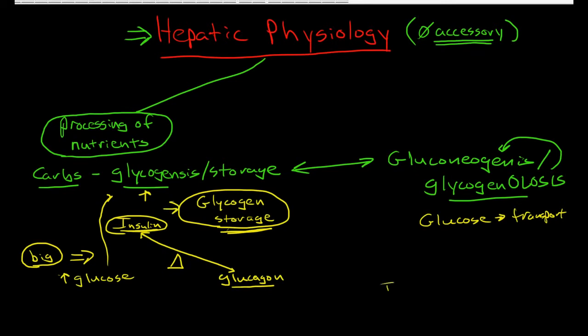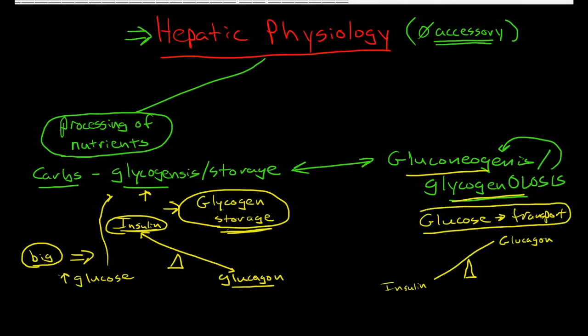When there is very little insulin, or the insulin-glucagon balance is tipped in this direction, this would be fasting mode, then we are going to begin the process of glycogenolysis and gluconeogenesis, so we can start cranking out glucose to be transported in the bloodstream.